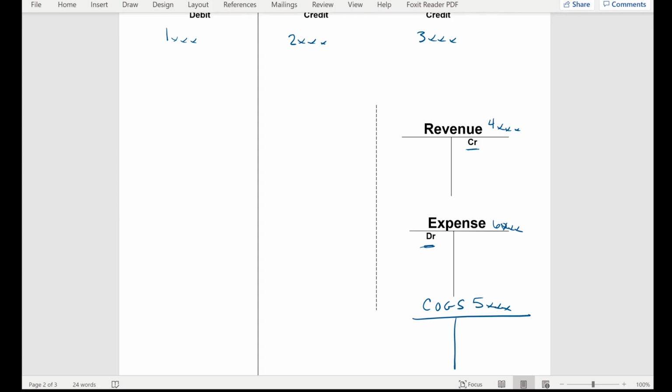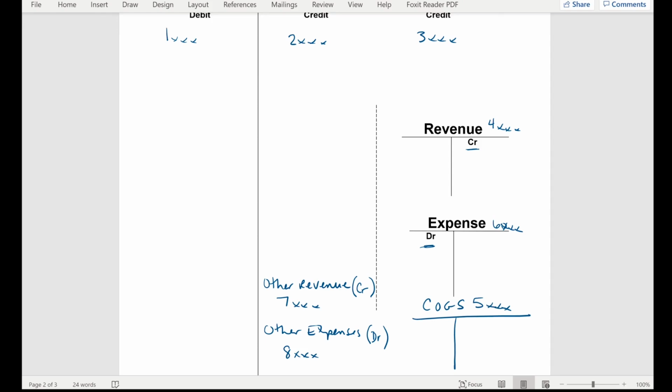Now you do have other revenue accounts potentially. So revenue generated that isn't part of your daily business operations. And that would start with a 7 when you're numbering those, and then other expenses. Those would start with an 8. And the normal balance for the other revenue account is going to be a credit, and the normal balance for the other expenses account is going to be a debit.